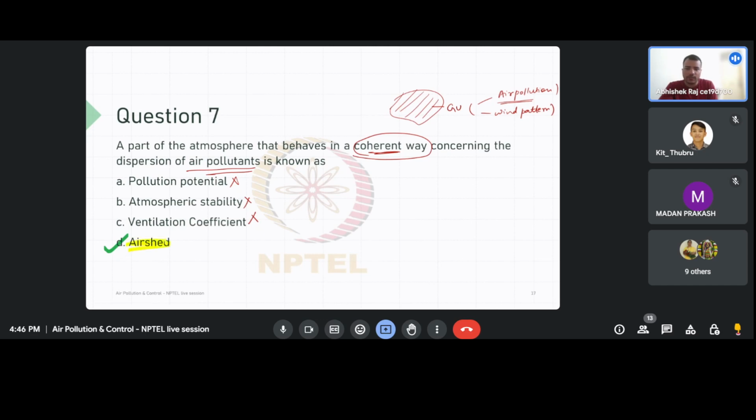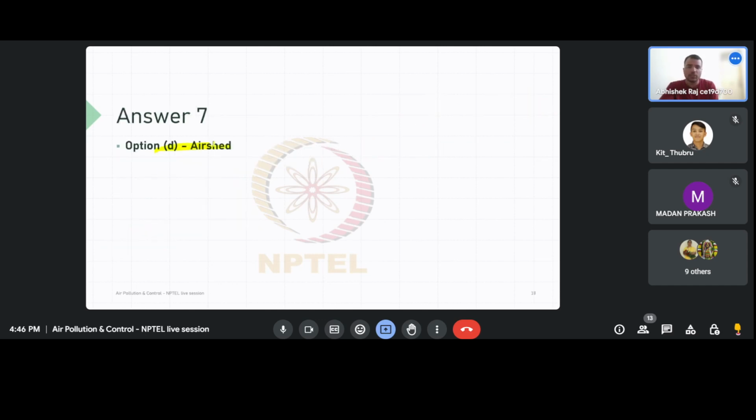It is a geographical unit. It can be a small community, very few houses, some one or two emission sources. It can be a large metropolitan area also. The size of this unit can change. So the correct answer is air shed.